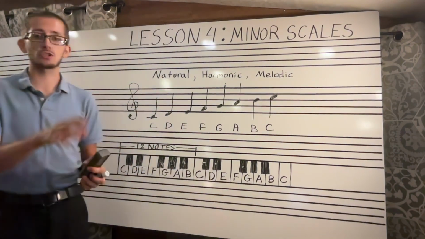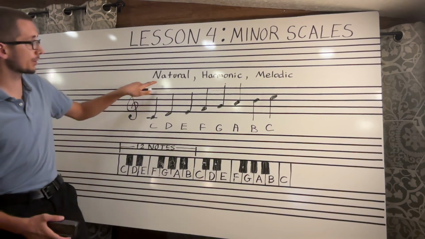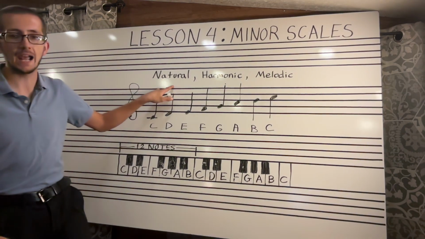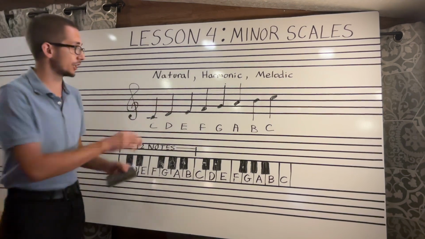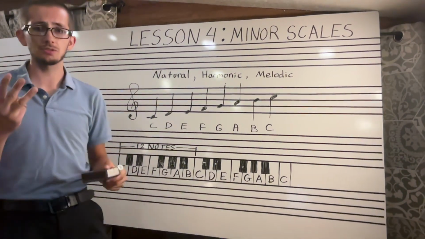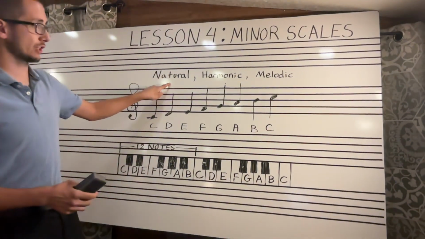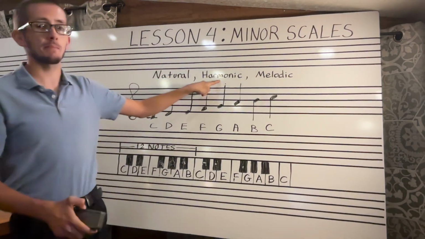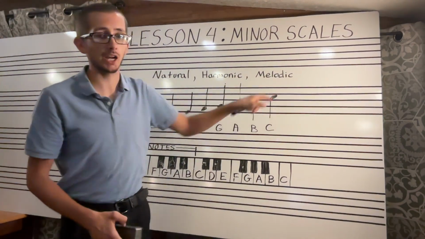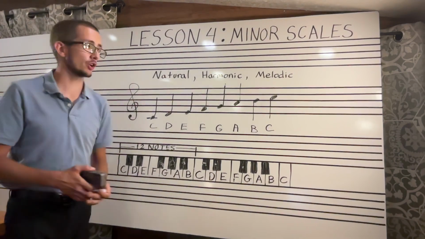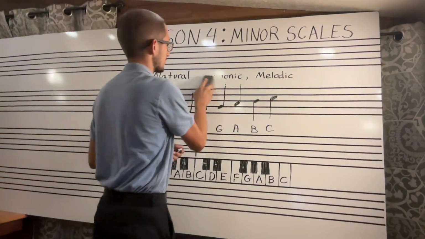So we talked about the major scales in the past lesson, and so now we're going to be covering, first of all, the natural minor scale. There are 3 types of minor scales. One is the natural minor, there's a harmonic minor as well, and a melodic minor. Let's start first of all with the natural minor scale.